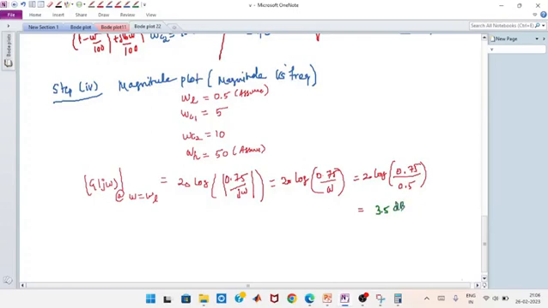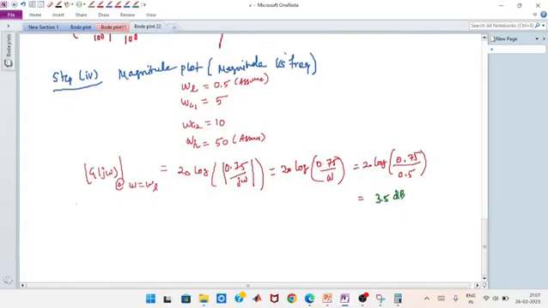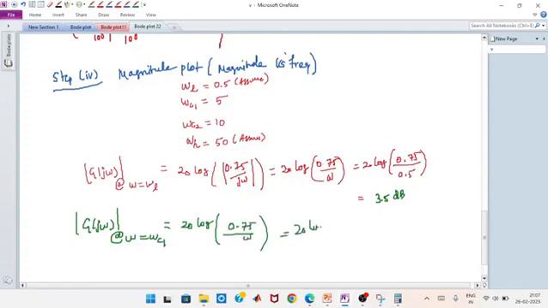So what is the next thing we have to find out? Next, I have to find out G of j omega at omega equal to omega c1. These are all things we know already, right? We have solved so many problems. So 20 log, the same thing we'll use: 0.75 divided by omega, but instead of omega, which value do you replace? Omega c1. Here omega c1 is 5. So 0.75 divided by 5.